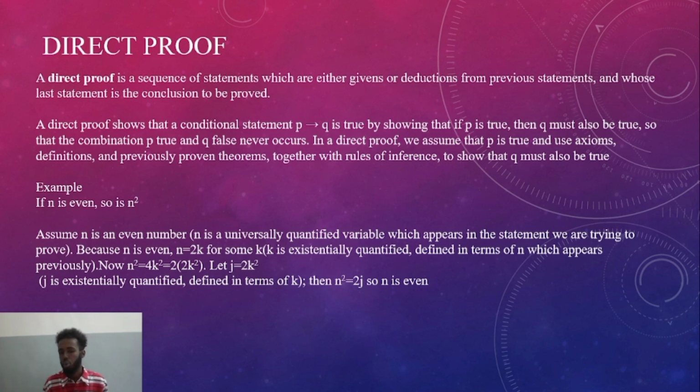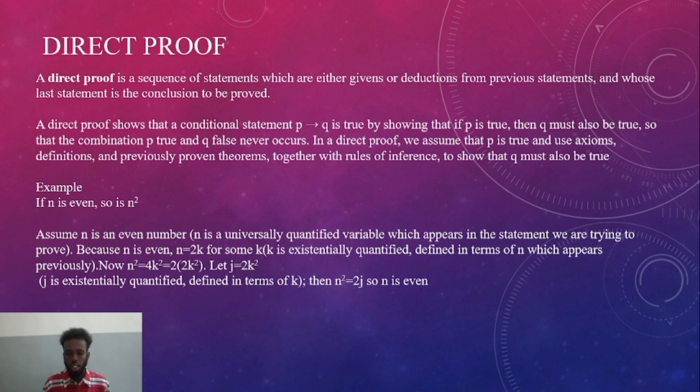k is existentially quantified, defined in terms of n, which appears previously. So now n squared equals 4k squared, which equals 2(2k squared). So what are we going to do in the next step? We're going to say let j be 2k squared, which means that 2k squared is going to be replaced by j. So j is existentially quantified, defined in terms of k.